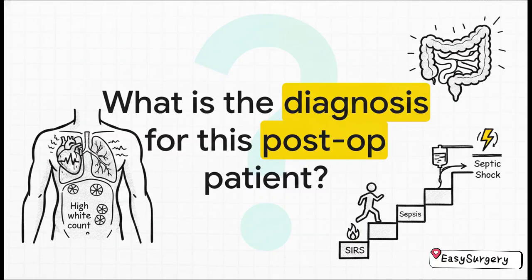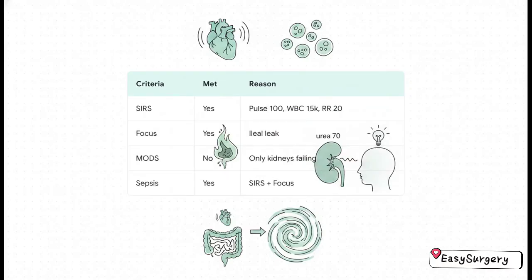We've got a 44-year-old male, 3 days post-op with an ileal perforation leak. He has a pulse of 100, a high white count of 15,000, and a respiratory rate of 20. His urea is 70, but he's conscious and oriented. So ask yourself, does this patient meet the criteria for SIRS, and how far up that severity staircase has he climbed? Breaking it down, it's pretty clear the patient has SIRS.